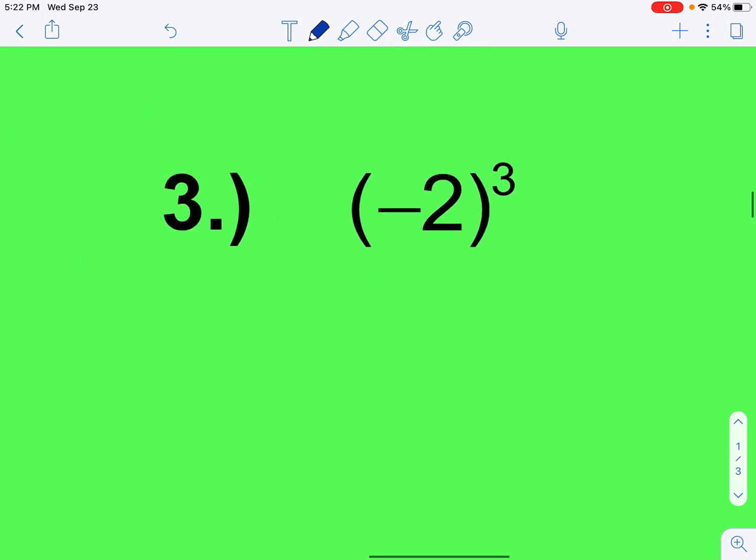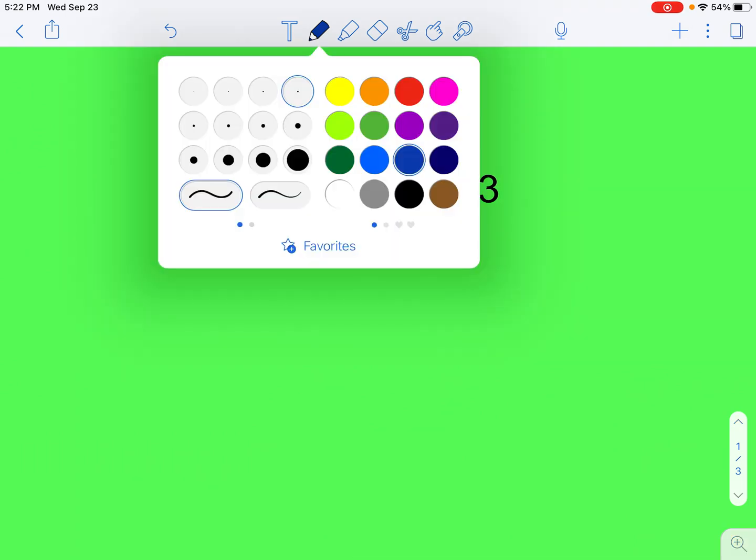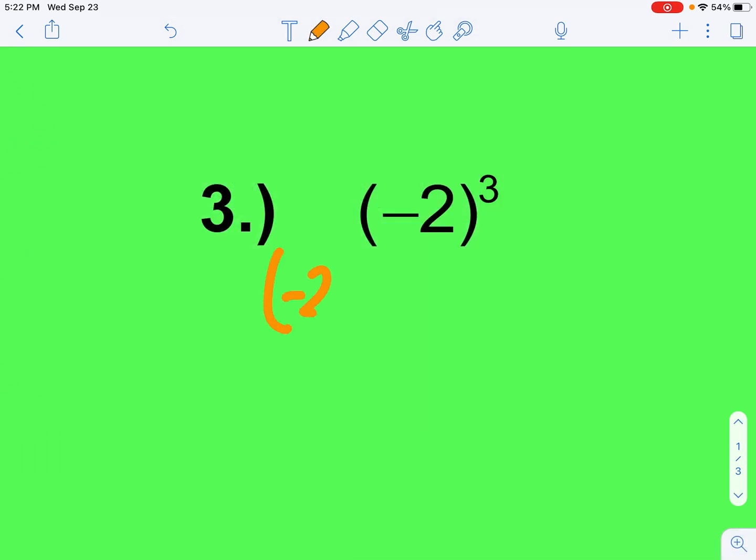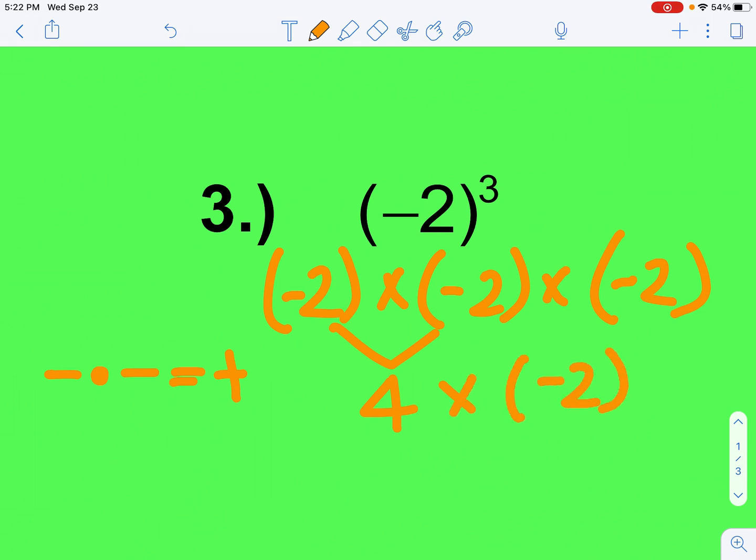So now let's look at number 3. I see that parenthesis sign, so that tells me I'm doing -2 times -2 times -2. So again, a negative times a negative gives me a positive. So -2 times -2 is 4 times -2. A positive times a negative gives me a negative answer. So 4 times 2 is 8, but it is a -8.